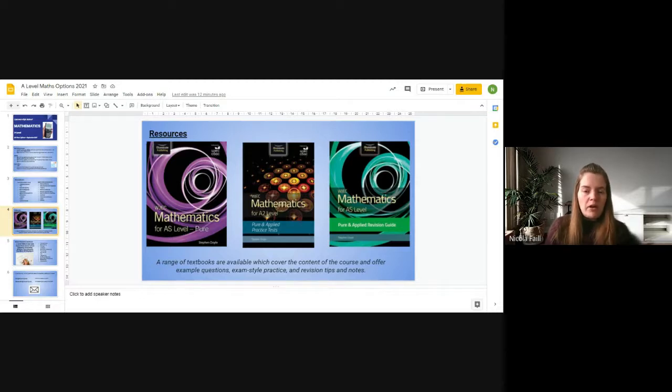For each year, there's also, you can see here, a pure and applied practice tests book. Very much practicing the exam style content, exam style questions. And again, for each year, there's also a revision guide. So those resources are available for the course.